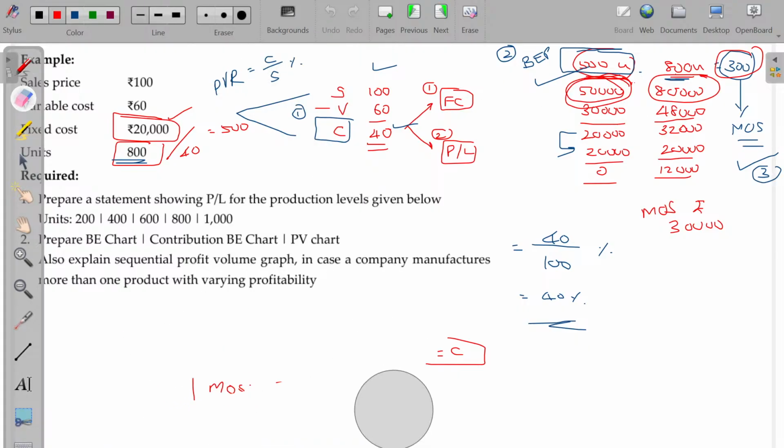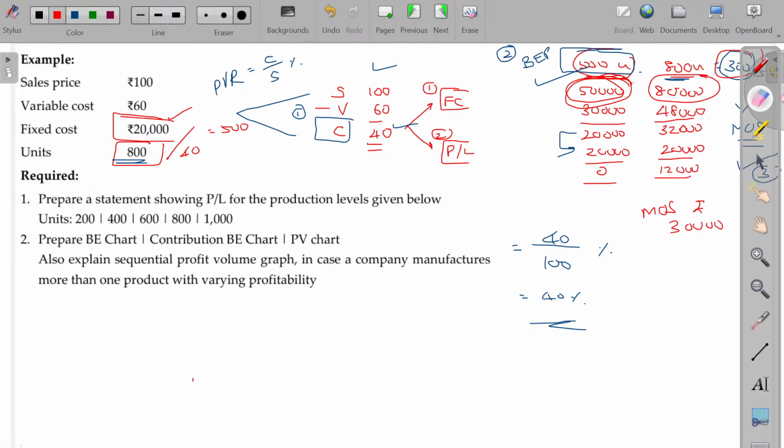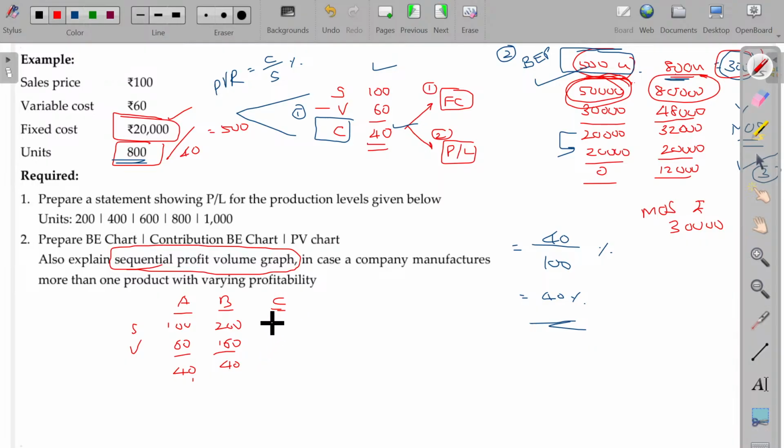Now, sometimes you have a sequential profit volume graph, PV graph. We may have not one product, but 3 products manufactured. If 3 products are manufactured, some products' PV may be totally different, meaning contribution may be totally different. Probably sales 100, variable cost 60, contribution 40. This is product A. We have 3 products, B and C also. B's price is 200, variable cost in this case being 160, profit being 40. In case of C, the price being 150 and variable cost is 50, contribution is 100.